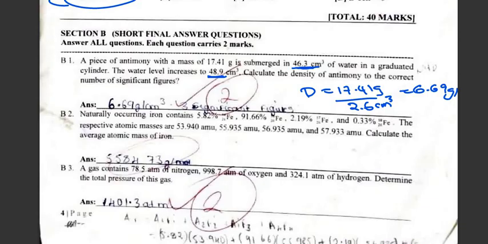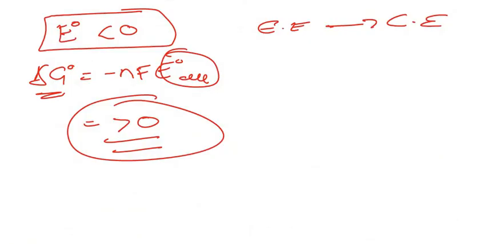B2, they're saying naturally occurring iron contains these percentages, these are the isotopes that you have. The respective atomic masses are the following. Calculate the average atomic mass of iron. So the formula here, I'll give it to you. So this is B2.